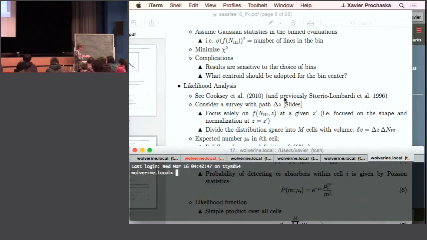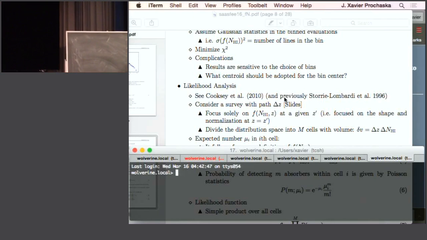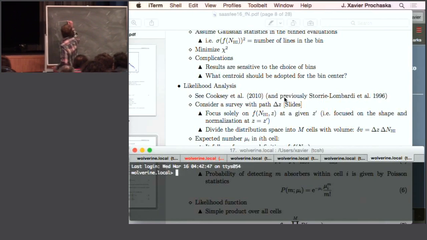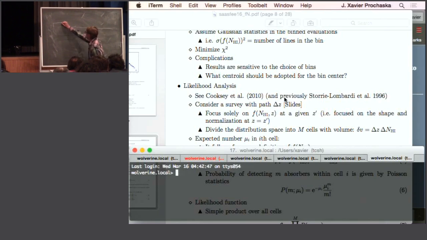Visualize the distribution space, and here I'm just going to focus on the column densities as a series of cells. Chop them over the cells, each with some width, which I'll describe as a delta column density.